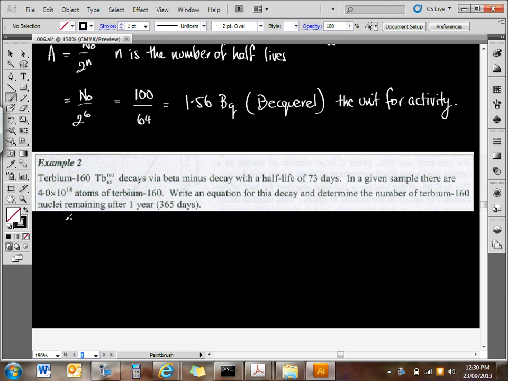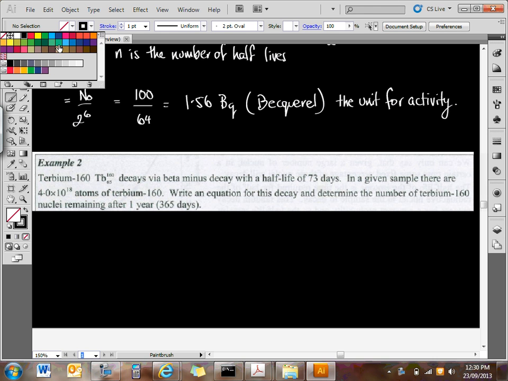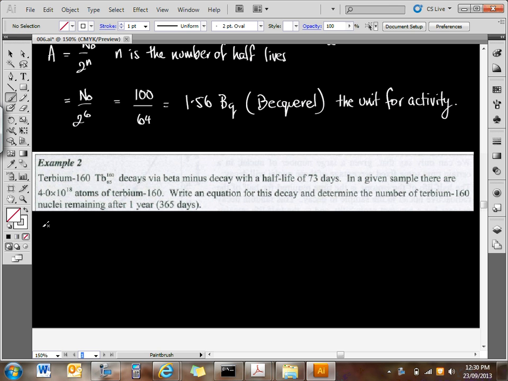Terbium-160 looks like this: 160, 65 Tb. It decays via beta minus decay with a half-life of 73 days. In a given sample, there are 4 by 10 to the 18 atoms of terbium-160. Write an equation for this decay and determine the number of terbium-160 nuclei remaining after 1 year, 365 days.